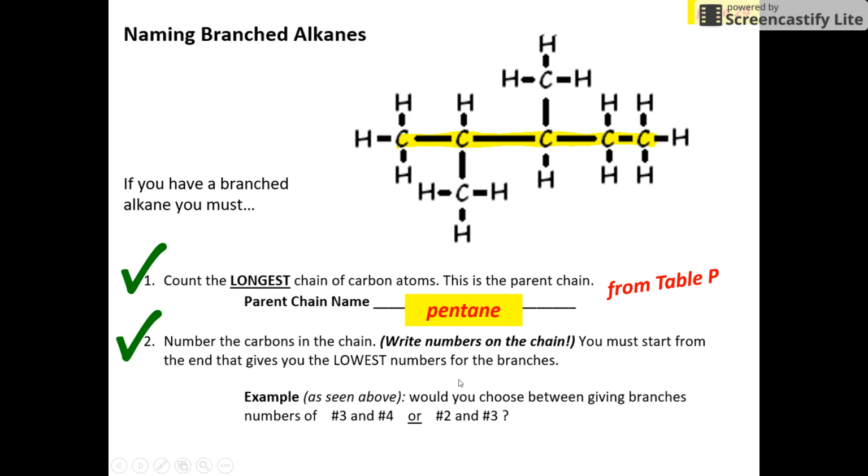Well, the rule says we want to number it so we end up with the lowest numbers. We want to start numbering from the end that gives us the lowest numbers. 2 and 3 are lower numbers. So watch as I number this, and it'll make a little more sense. I'm going to number it from this end. So now we have a carbon at branch number 2 and branch number 3. If I had started numbering at this end on the right side, it would have gone 1, 2, 3, 4, 5. My branches would have been at 3 and at 4.